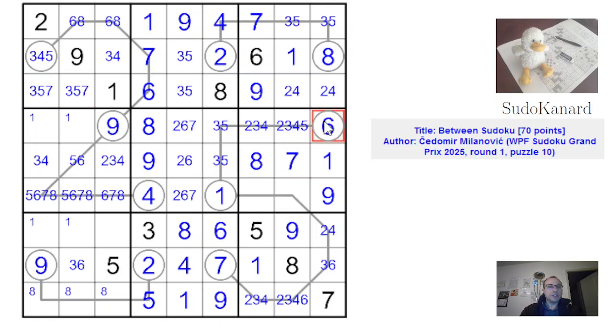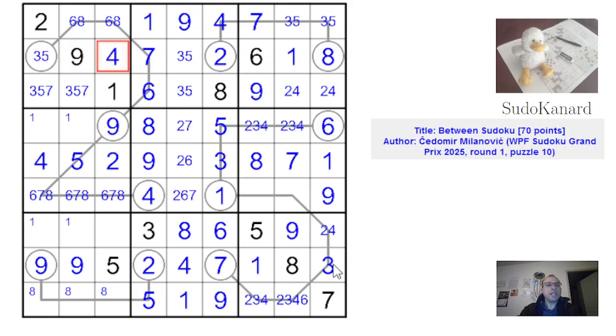I thought there was nothing less to find from the between lines, but I was wrong. Now this is 6. This is 3. This is 6. So this is 5. This is 3. This is 5. Because of this 3, this is 4. This is 2. The 4 on this row goes there.